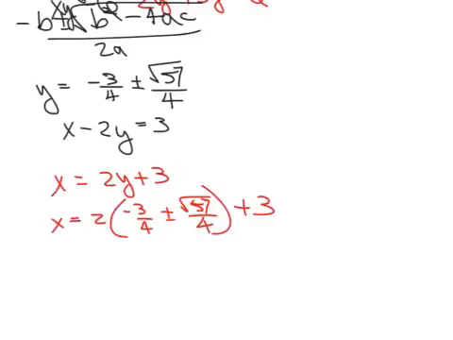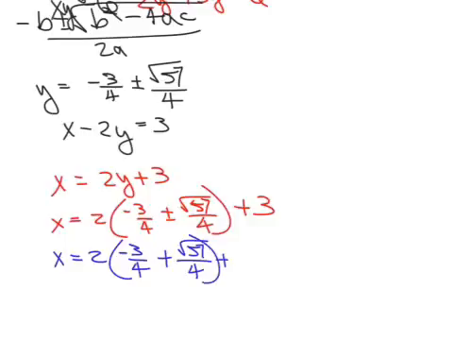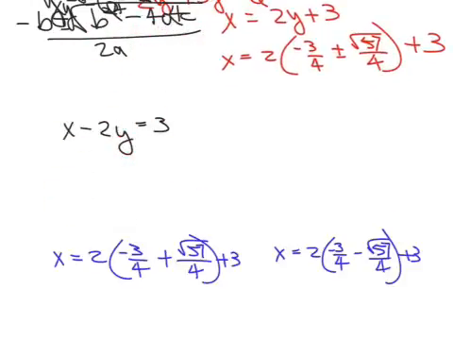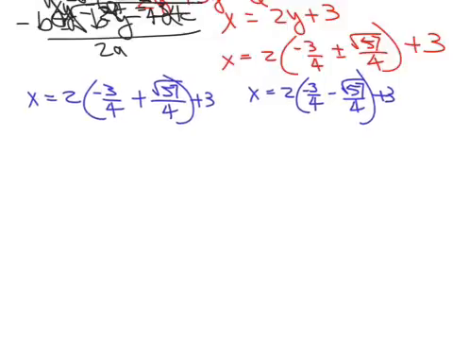So I'm going to have to make two columns because I'm going to have two answers here because of this plus or minus. So x equals 2 times negative 3/4 plus the square root of 57 over 4 plus 3. And x equals 2 times negative 3/4 minus the square root of 57 over 4 plus 3. Okay, so I'm going to get two answers here. Doesn't that sound like fun? Okay, let's get this out of here and move that up.